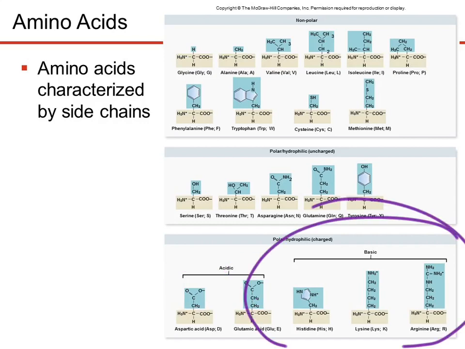And these guys over here are basic because they do the opposite reaction. And you can see the positive charges on each one of those. It's going to be on these nitrogen groups that are right here on each one of those guys. All right.